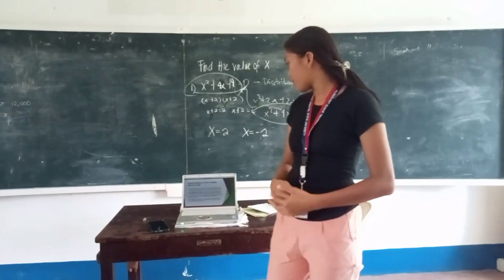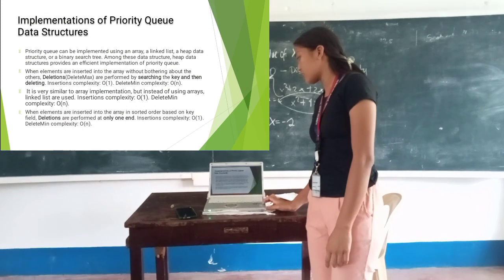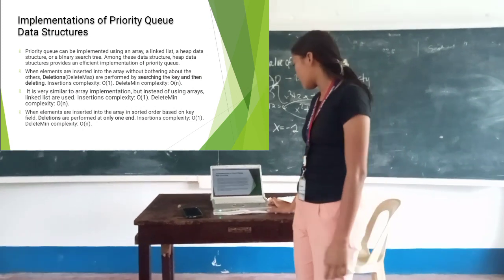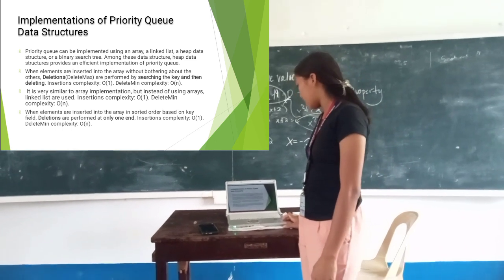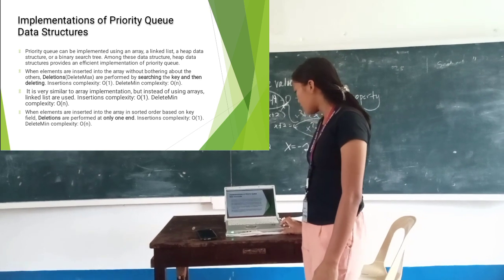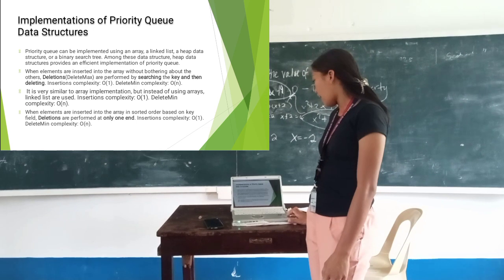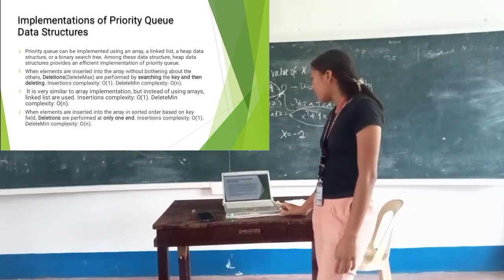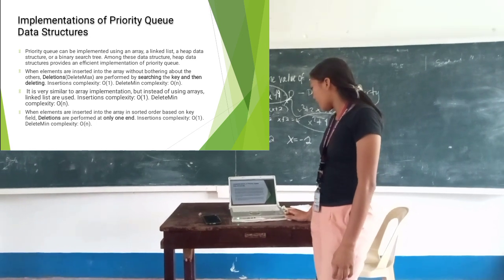So I am the second reporter. My topic is all about implementation of priority queue data structure. Priority queue can be implemented using an array, linked list, a heap data structure or binary search tree. Among these data structures, heap data structure provides an efficient implementation.